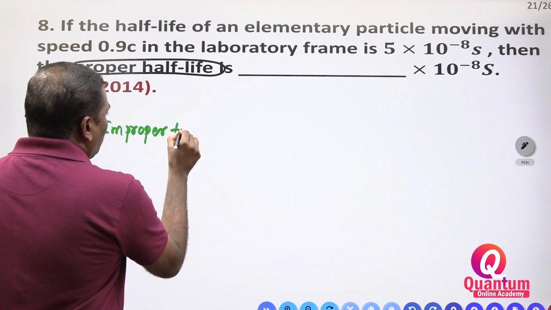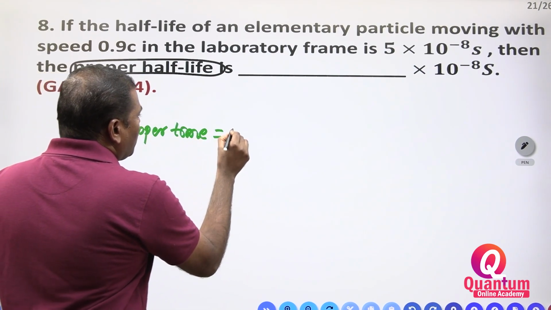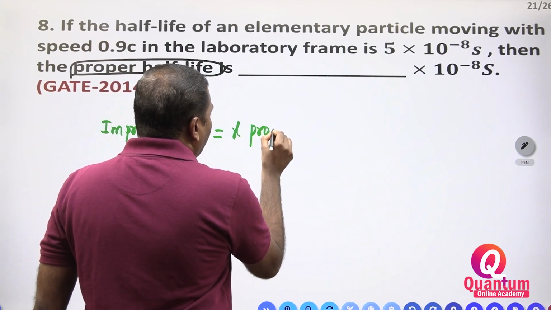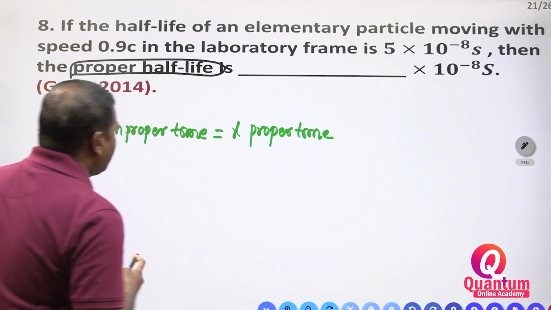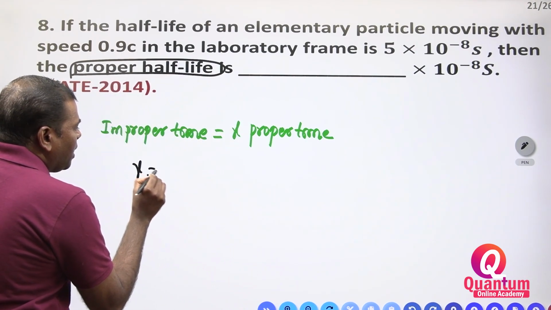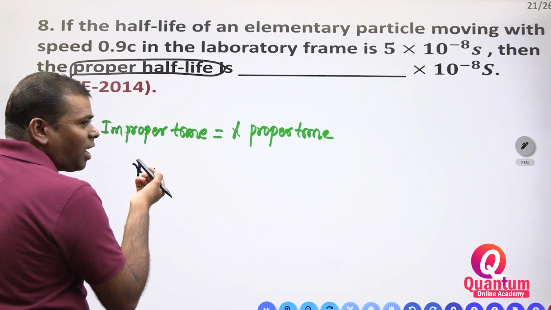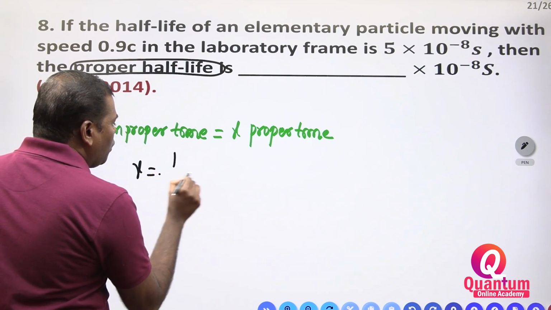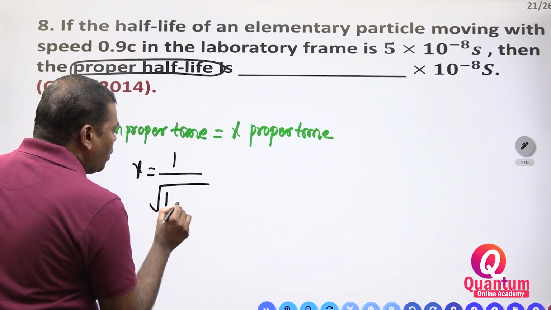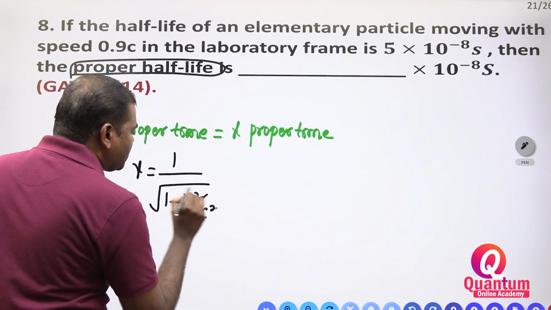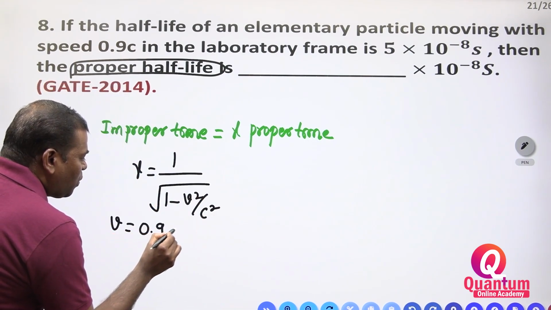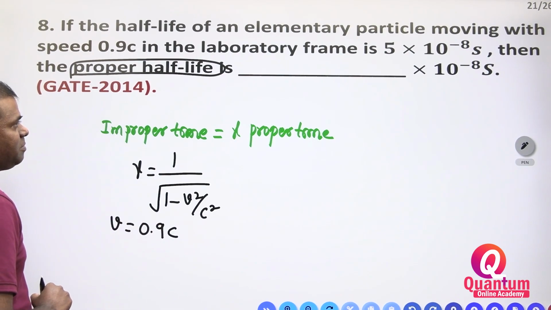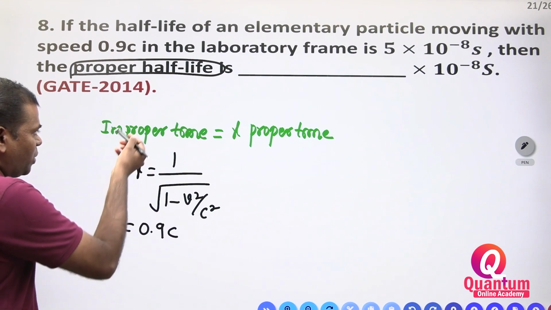Improper time is equal to gamma into proper time. It is expanded, no? What is gamma? Gamma is the coefficient of relativity, 1 by square root of 1 minus v square by c square. How much velocity is the particle moving? V is equal to 0.9 c. Now you have to substitute.